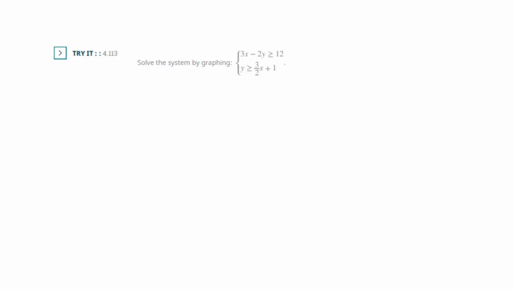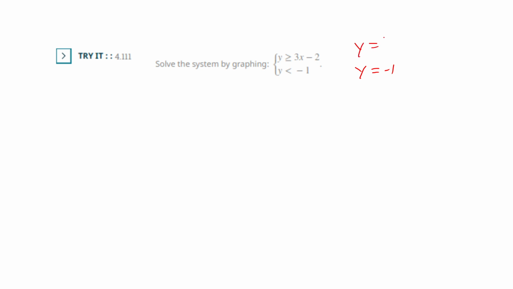Hold on, I'm trying to see. Well, I'm assuming we're going to have some that are going to do some of the twists here, so let's just keep going. Okay, so I'm going to do the lines y equals -1 and y equals 3x minus 2.